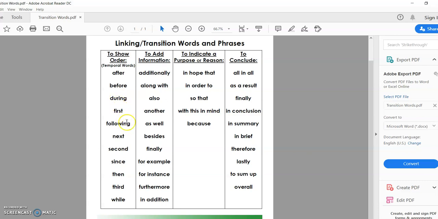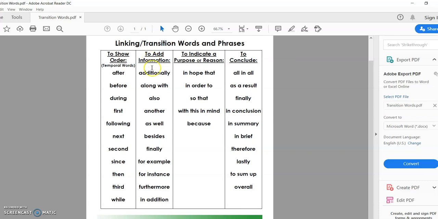To show order, some examples would be after, before, during, second, since, then. A lot of biographies are written in order, and these are words that you will most likely see and use when you're talking about events that happen in an order.